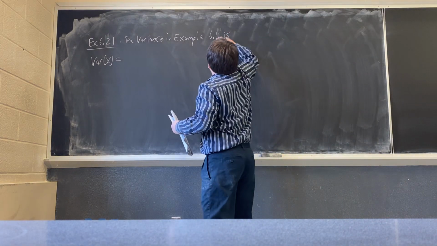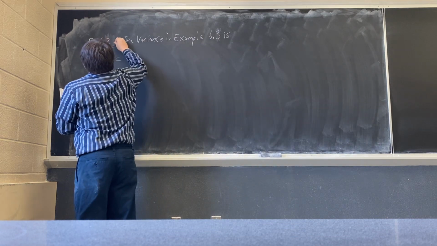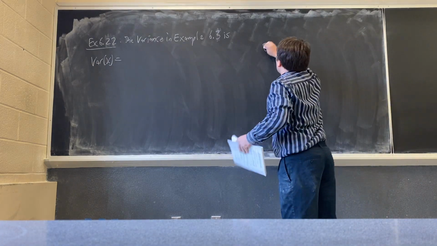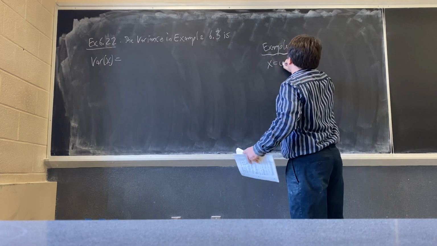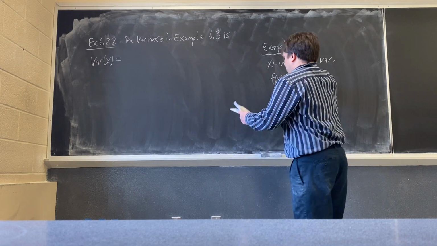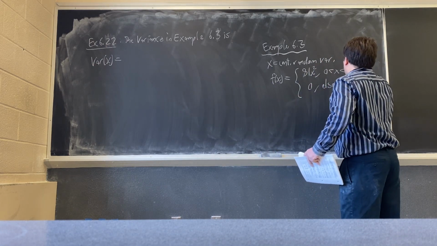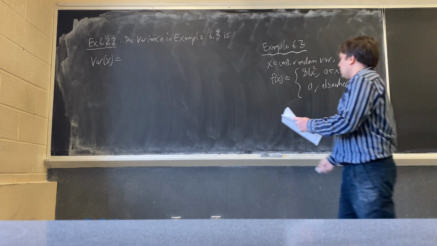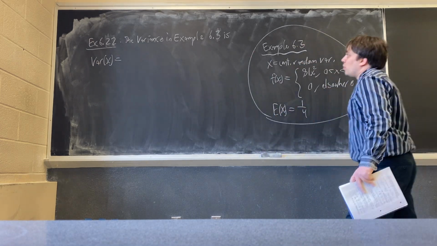Let's do example 6.3 instead. The variance in example 6.3 is the following. In example 6.3, x is a continuous random variable, and the probability density function f of x is equal to 81x squared for 0 less than x less than 1/3, 0 elsewhere. Sorry, and then we found that E of x, the expected value of that continuous random variable, is 1/4. So that was example 6.3.